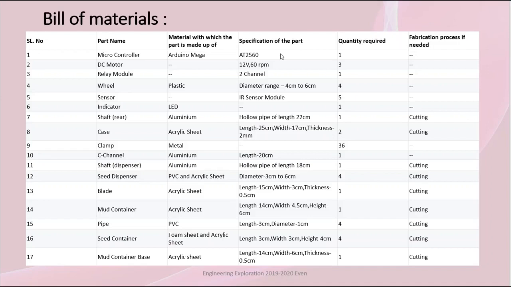Here is our bill of material. We will be needing one Arduino Mega 2560 board, 3 DC motors of 12 volt 60 RPM, one 2-channel relay module for the DC motor, 4 plastic wheels of diameter 4 cm to 6 cm, 5 IR sensors, 1 LED for indication, 1 aluminium shaft, acrylic sheet for casing, 36 metal clamps, 1 aluminium C channel, acrylic sheet for the seed dispenser, blade, mud container, seed container and mud container base, and 4 PVC pipes.